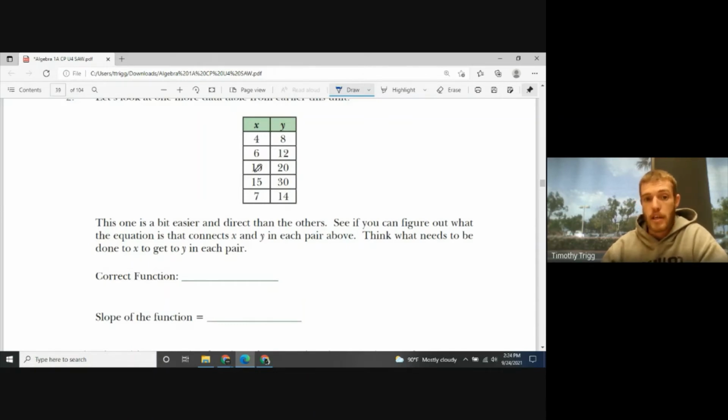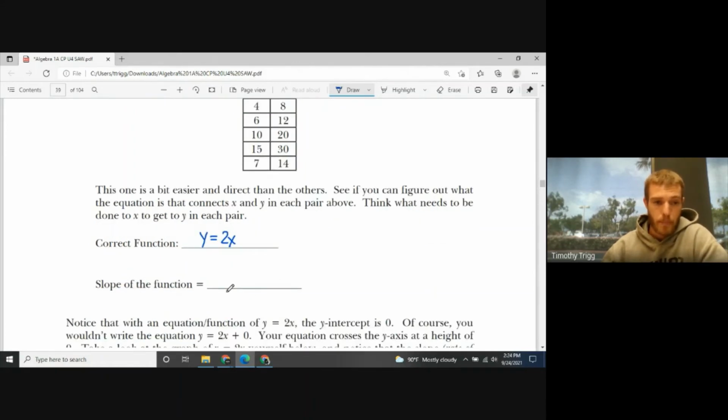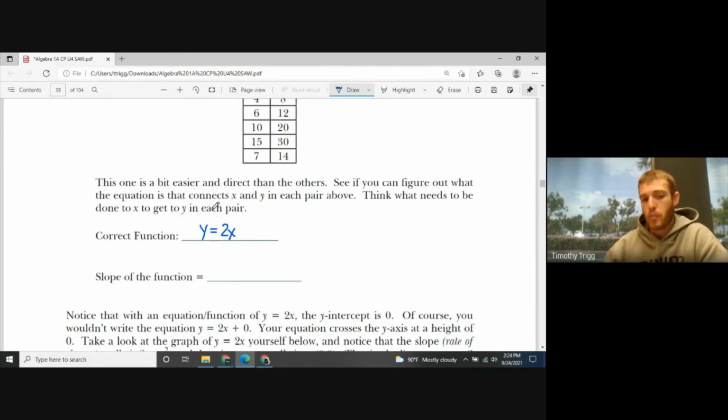Well, hopefully you can see it's times 2 each time, right? 4 times 2 gives you 8. 6 times 2 gives you 12. So our equation would be y equals 2 times x. So 2 times whatever the value of x gives you y. Okay. What's the slope of this one?